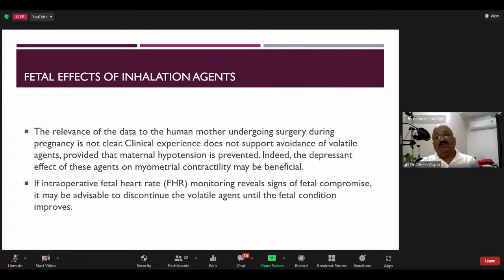Relevance of data to the human mother undergoing surgery during pregnancy is not clear. Clinical experience does not support avoidance of volatile agents provided that maternal hypotension is prevented. Indeed, the depressant effect of these agents on myocardial contractility may be beneficial. If intraoperative fetal heart rate monitoring reveals signs of fetal compromise, it may be advisable to discontinue volatile agents until the fetal condition improves.